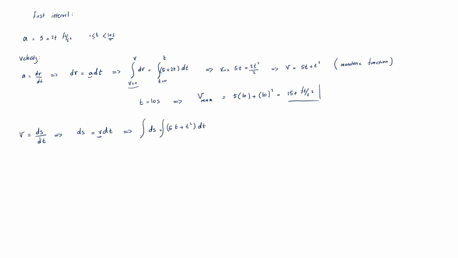We know that at time 0, the initial position of the race car is 0. We have to find the position of the race car at time 10 seconds. When we solve this integral, we get s minus 0, since the lower limit of the integral is 0 and we plug it in and get 0. The result is 5 times t squared over 2 plus t cubed over 3.